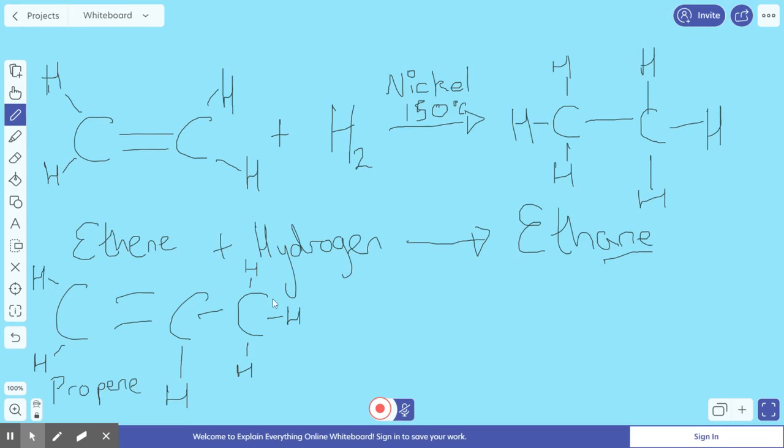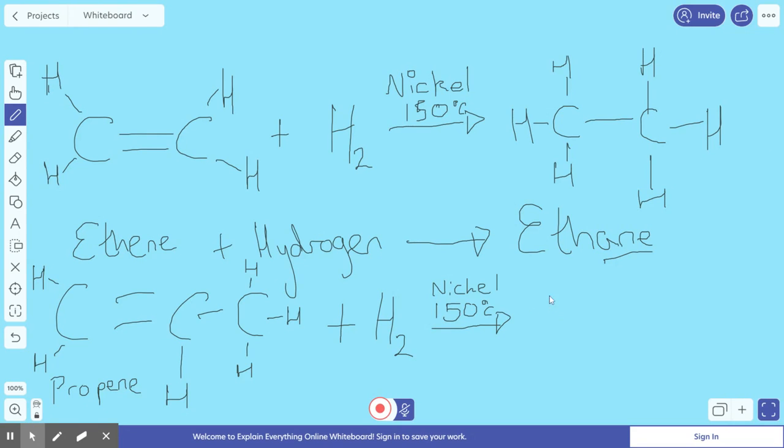Magic. Okay, we're going to add some hydrogen, exactly the same as before, H2. Okay, I'm going to pop our arrow. Our arrow is going to have exactly the same conditions. Okay, so a nickel catalyst and 150 degrees C there. Okay, we're going to have a product that is an alkane. We're going to have propane.